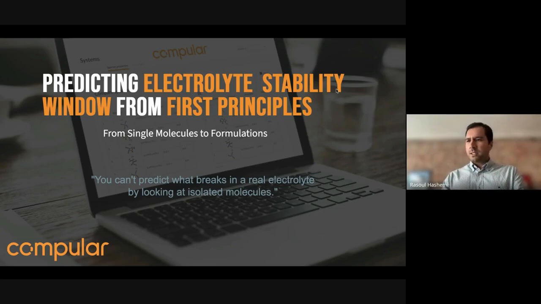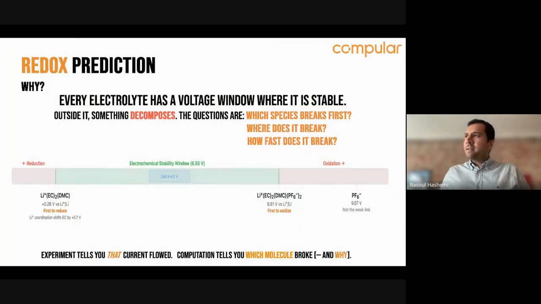We're going to talk about how to predict the electrolyte stability window from first principles. Let's dive into that. If you have an electrolyte, it has a voltage window where it is stable, and you expect that outside of that window, something starts to decompose.